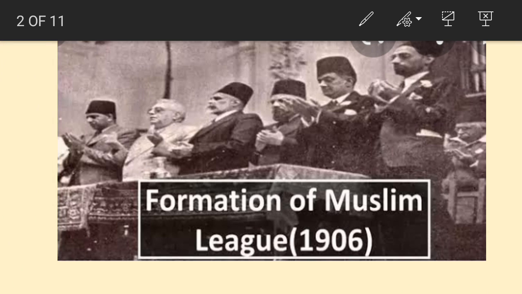The British became very disturbed looking at the overwhelming response to the Indian National Congress in the anti-partition movement. The British once again followed the policy of divide and rule. They started using the propaganda that for safeguarding the interest of Muslims, they should have a separate political organization.